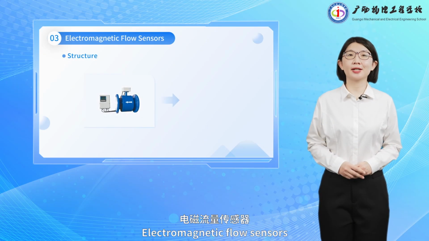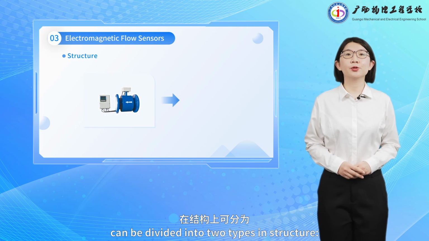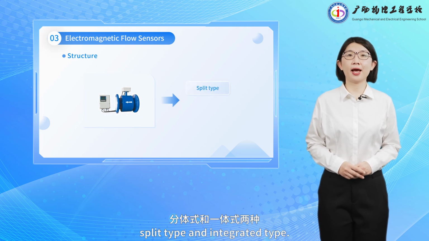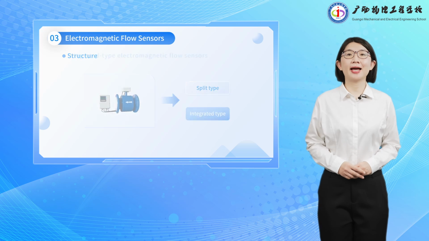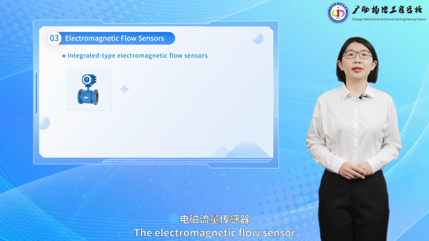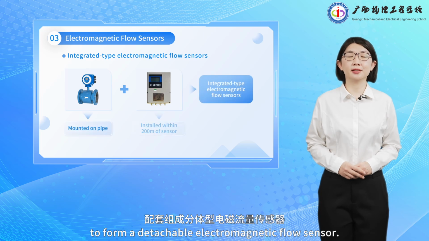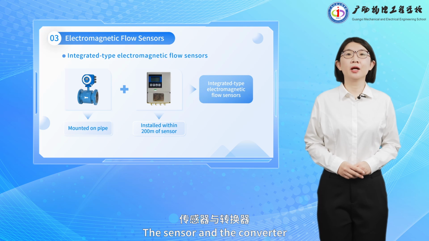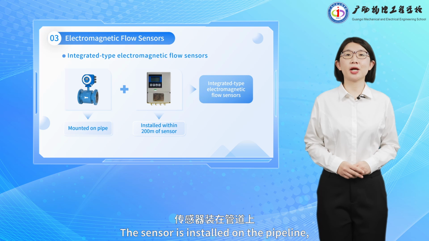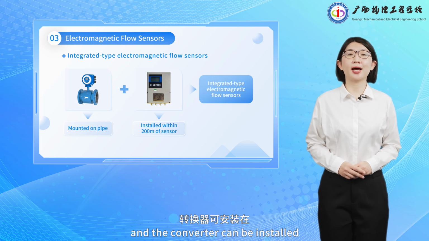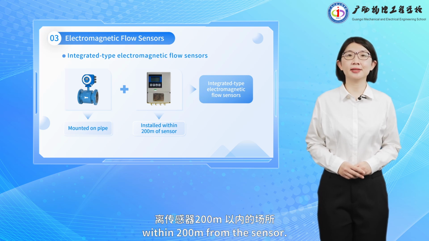Electromagnetic flow sensors can be divided into two types in structure: split type and integrated type. The electromagnetic flow sensor and the electromagnetic flow converter are matched to form a detachable electromagnetic flow sensor. The sensor and the converter are independent respectively. The sensor is installed on the pipeline, and the converter can be installed within 200 meters from the sensor.